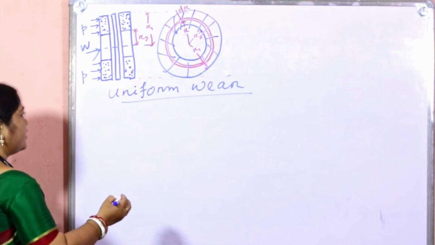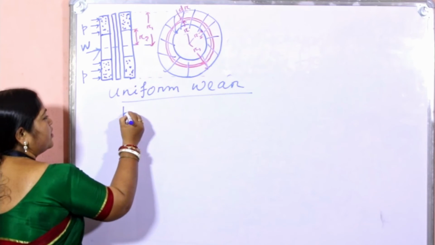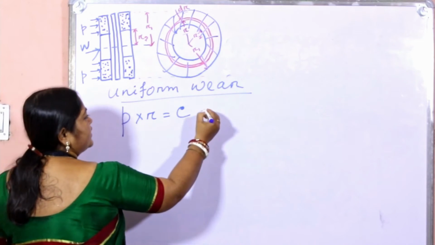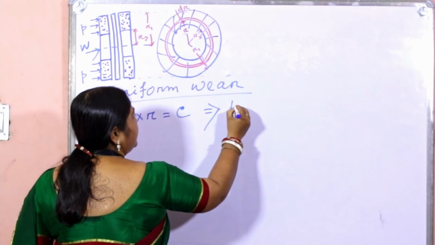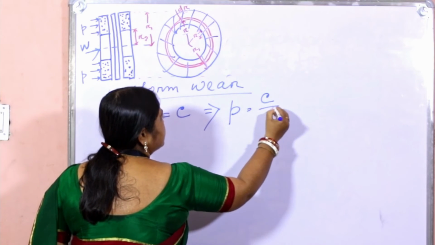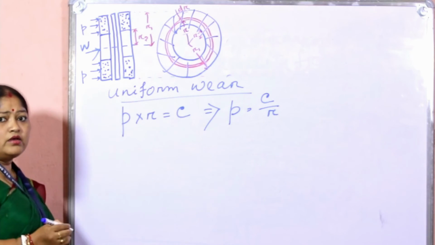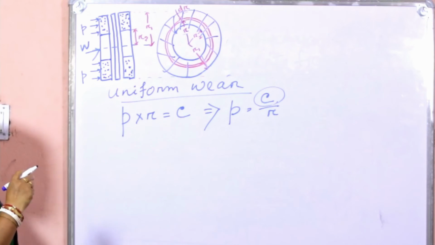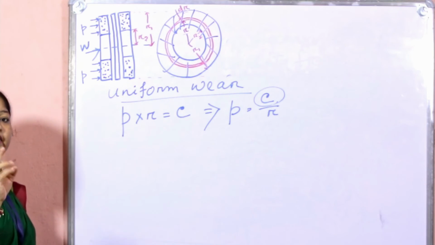For uniform wear, our condition is that the product of pressure and radius is equal to a constant, or I can write P is equal to the constant C divided by R. So now we have to calculate the value of C, right? From where do we get it? From the equation of dW.